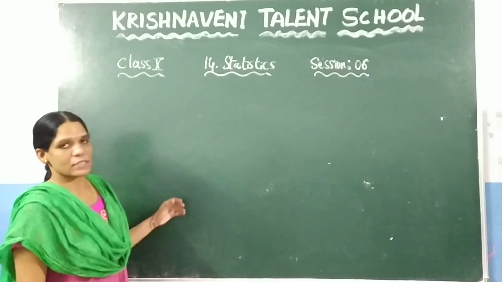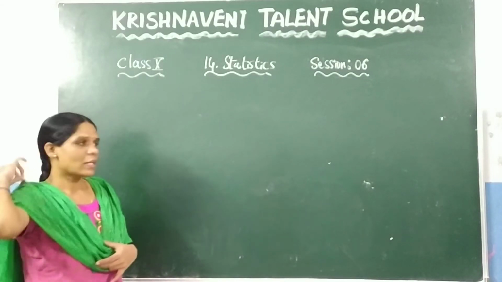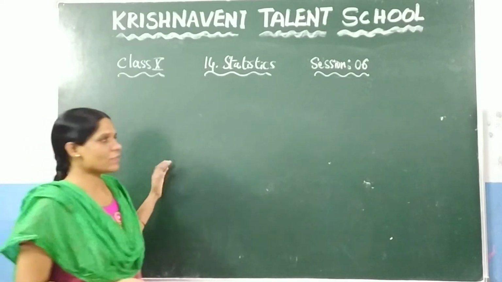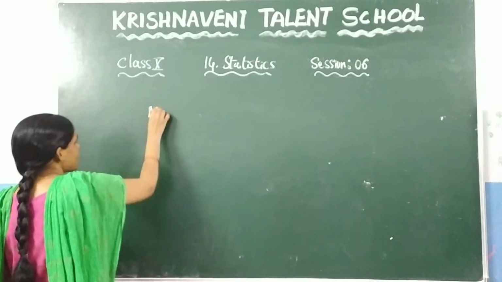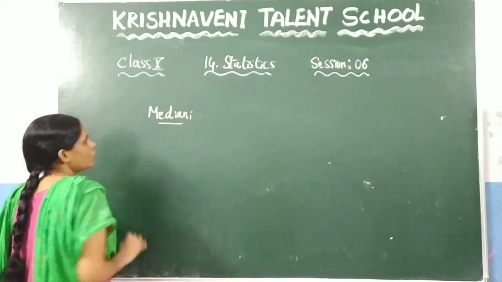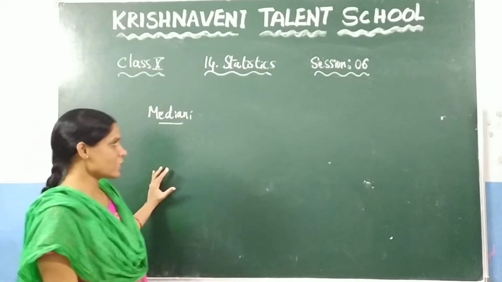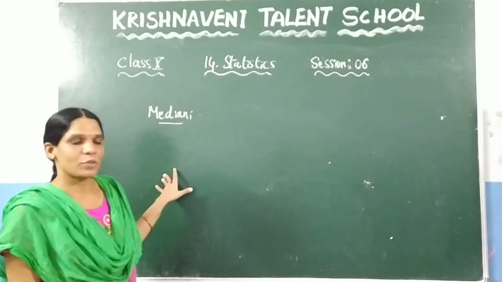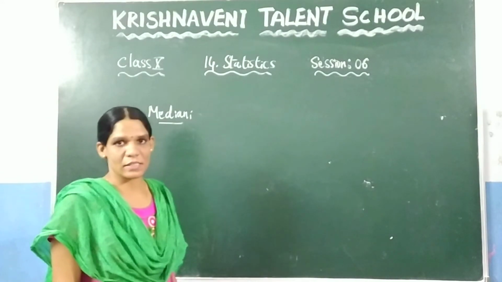In the last session we discussed how to calculate the mode and the next central tendency, which is the median. Now in this class we are going to discuss how to find the median if you are given grouped data. Let us see what is meant by the median. You know that the middlemost value we call the median.